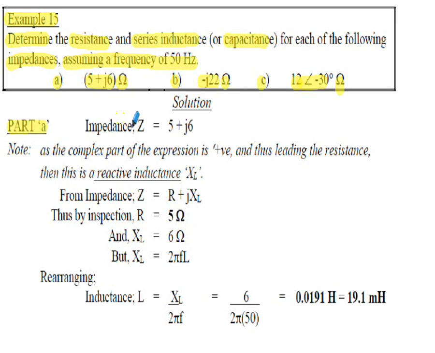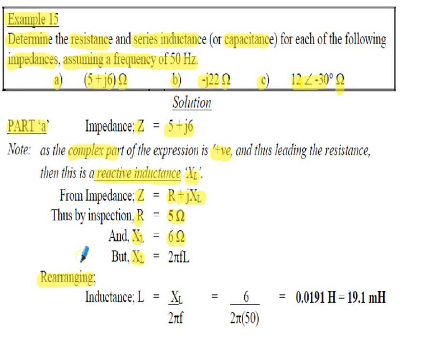Let's consider part A. So the impedance Z from the question is 5 plus j6. Now, as the complex part of the expression in this case is positive, that means the imaginary part is a reactive inductance of XL. So from impedance Z is equal to R plus jXL, then the R is read as 5 ohms and the XL is read as 6 ohms. But we know that XL is defined as 2 pi FL. So to find the inductance L, we need to rearrange the above equation.